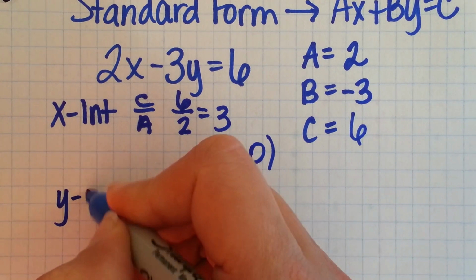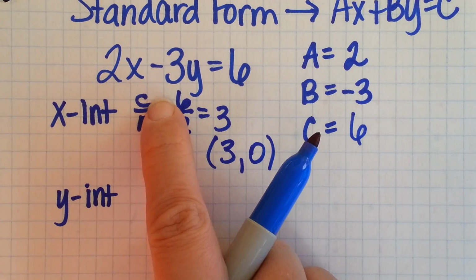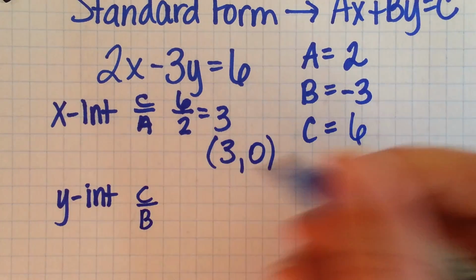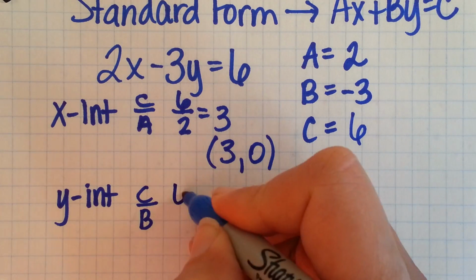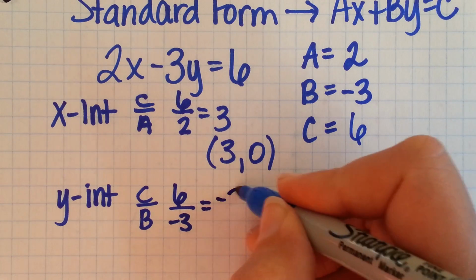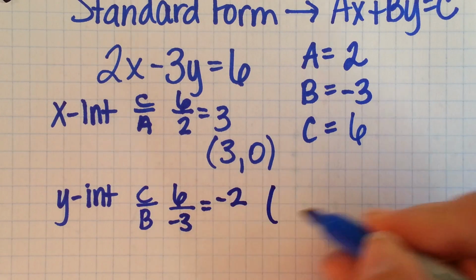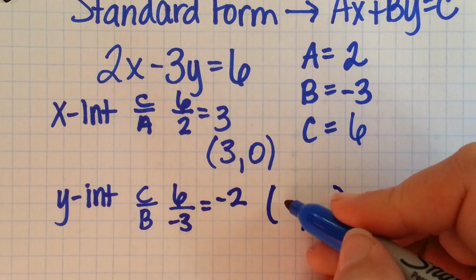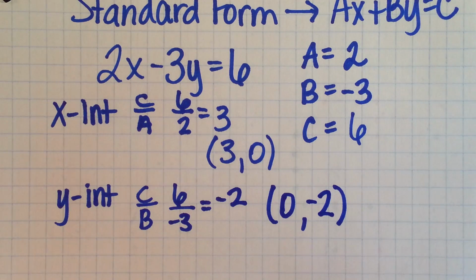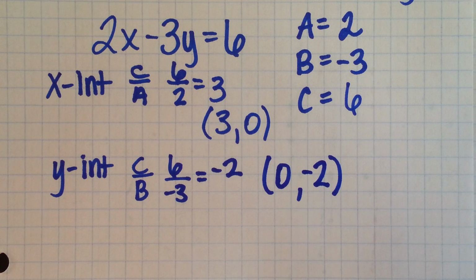For a y-intercept, our shortcut is going to give us c over b instead of c over a. So c for us is 6, b for us is negative 3, and if we simplify that, that gives us a negative 2. So for our y-intercept, remember y-intercepts have an x of 0 and a y number, so we have 0, negative 2. So far we have 2 points, and if we wanted to graph those, we could, based on our x-intercept and y-intercept. Remember, it only takes 2 points to graph a line.